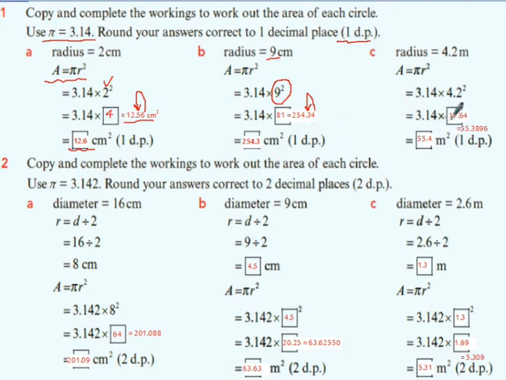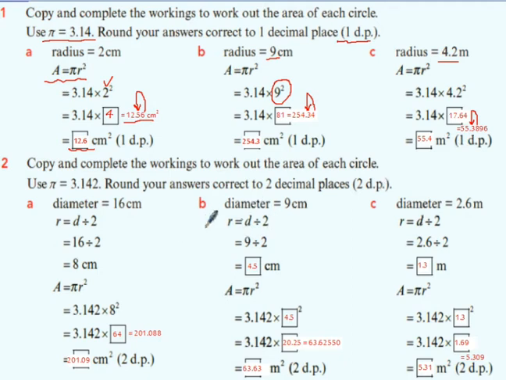Now here the radius is 4.2, so 4.2 square is 17.64. When we multiply we get 55.38. Since it is more than 5, we increase the number at the first decimal place. So 55.4 meter square. Easy calculation.